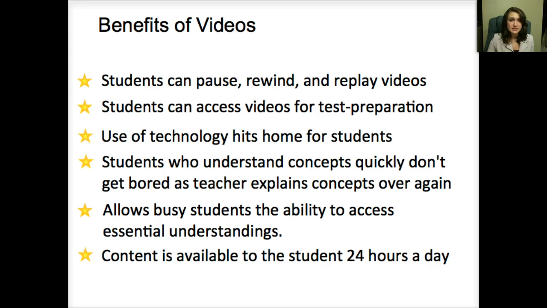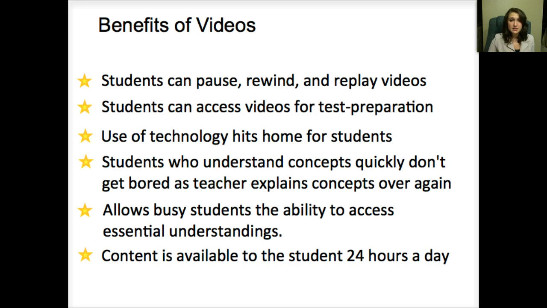The third piece is that the use of technology really hits home for our students. We're now teaching a generation of kids who grew up with smartphones and internet access and YouTube. I mean, for goodness sakes, my 16-month daughter can open her own apps on my iPad. And so we're really teaching a different generation of kids. And so using the technology is really just speaking their language.